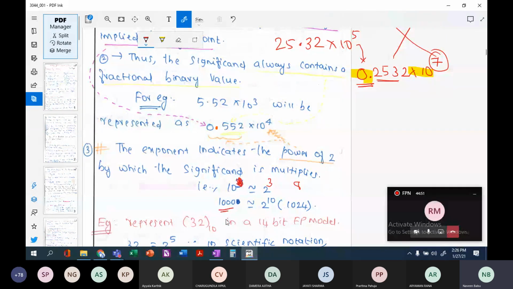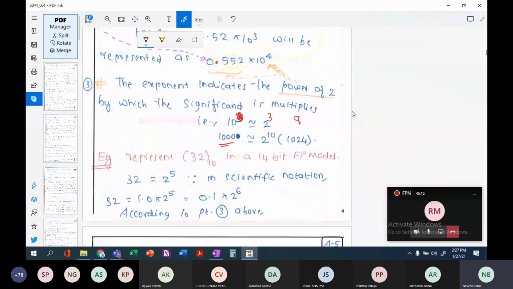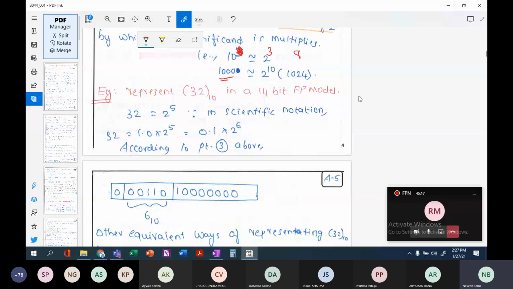Similarly, if I want to represent 1000, then what is the number closer to 1000 which is a power of 2? 2 power 10, which is 1024, is closest to 1000. So I will be representing as a power of 2 only, right? So these are the three rules that I have framed to use this 14-bit format.